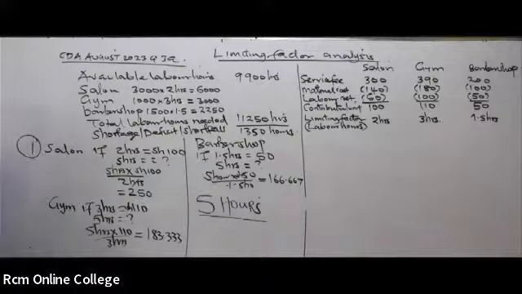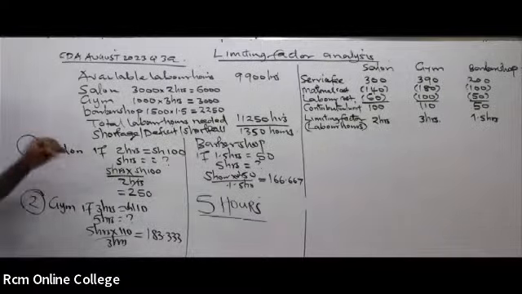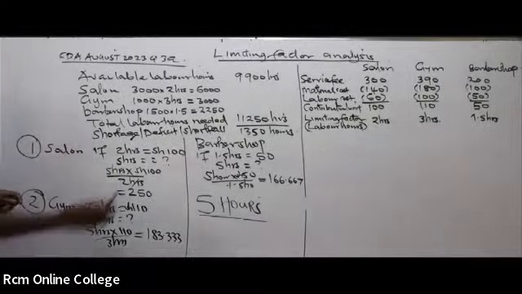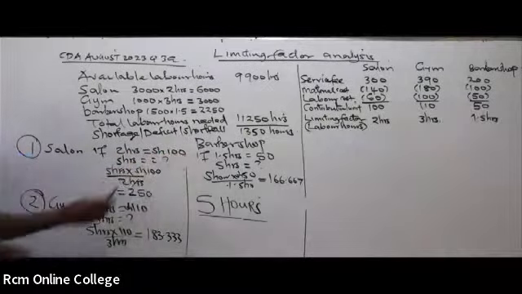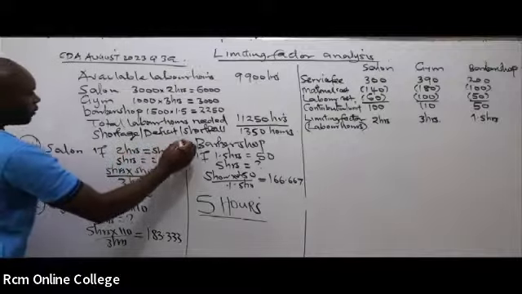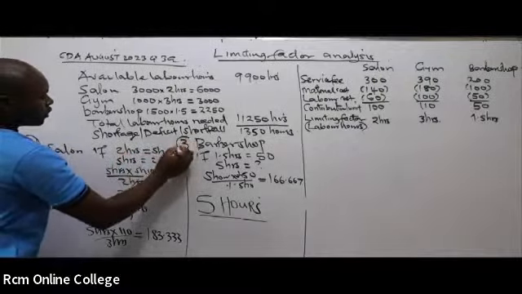assuming you've provided all the services in the salon and you still have some more hours left. Where will you utilize the excess hours? In the gym, number 2. Should you find out that you've served all the clients in the salon, you've served all the clients in the gym, and you still have some hours left, where will you take these hours to? To the last item, that is barber shop. That is number 3.